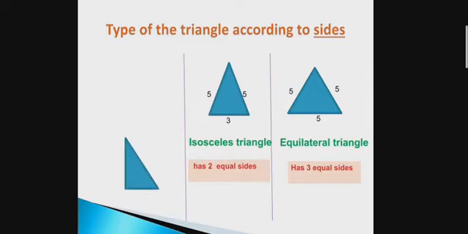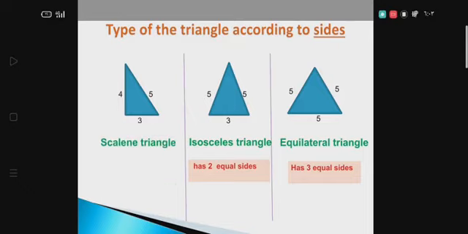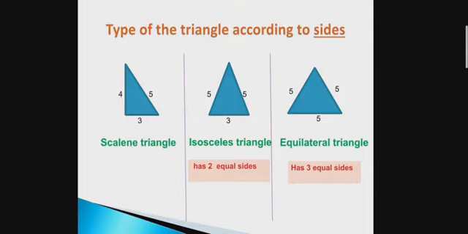The third possibility, a triangle with three different sides. This triangle has no equal sides. We call this one a scalene triangle. Scalene triangle. Again, repeat after me. Scalene triangle.